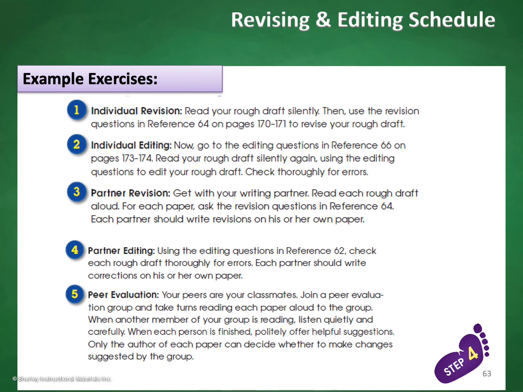Since revising and editing go hand in hand, each writing lesson incorporates a revising and editing schedule. The schedule includes a time for individual revising and editing, partner revising and editing, and finally peer evaluation.